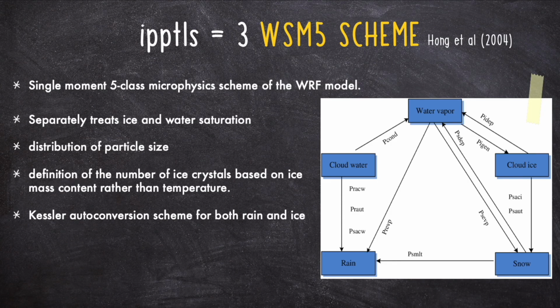The scheme includes the size distribution of ice particles and, as a major novelty, the definition of the number of ice crystals based on ice mass content rather than temperature. It has only one autoconversion scheme, which is the Kessler one, the same of SubEx, for both rain and ice.